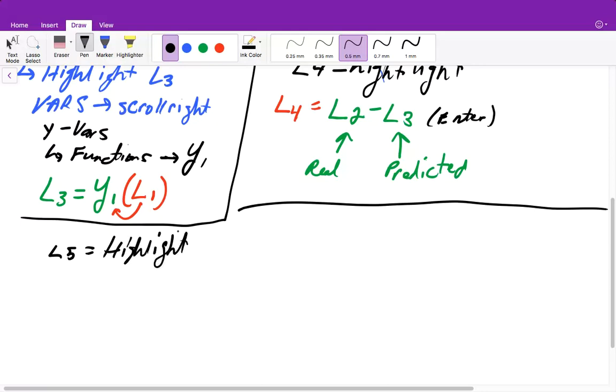So our cursor is on L5 itself. Here, at the bottom now, you will have L5 is equal to. And what you will type here is your list 4, and you will square it, because this is very similar to what we did with our standard deviation.